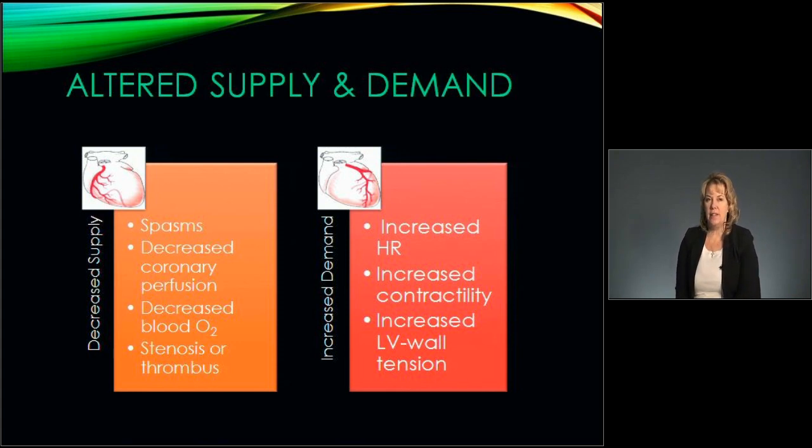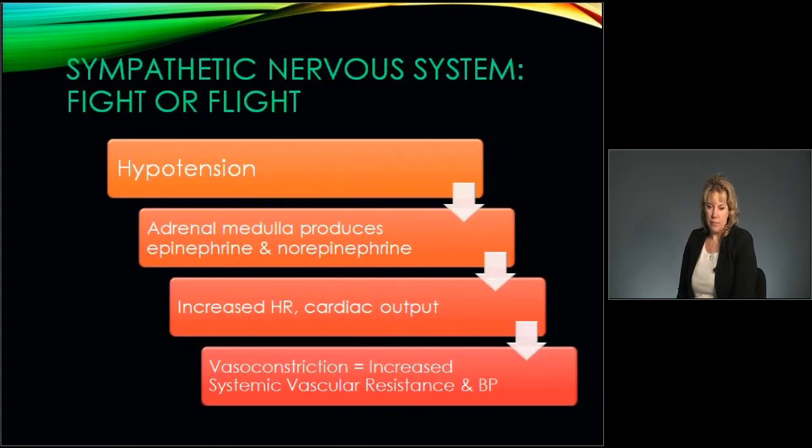If we have an increase in myocardial oxygen demand, now the heart is working harder and it needs more oxygen than it's capable of providing to it. So increase in heart rate, increase in contractility, increase in afterload, increase in left ventricular wall tension. The heart's working harder, using more oxygen, and if our oxygen supply can't meet the demand, then we end up with an oxygen debt. Again, that sympathetic nervous system is going to be the first component of compensation when we have decreased perfusion.